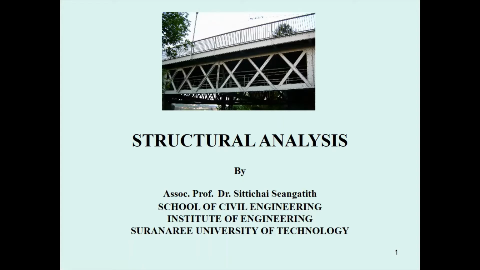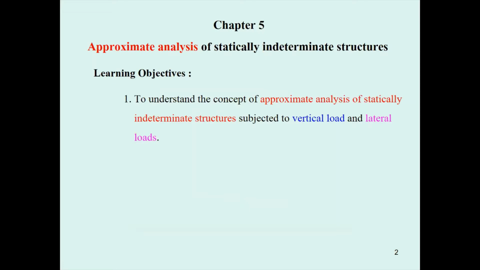This is going to be lecture number 13 in week number 8. Okay, today I'm going to start talking about chapter 5. We are going to talk about the approximate analysis of statically indeterminate structures.